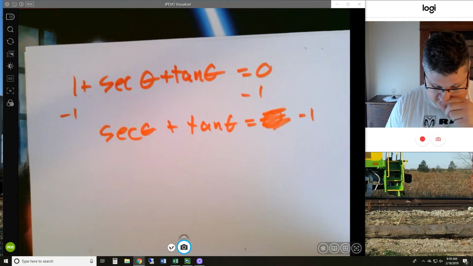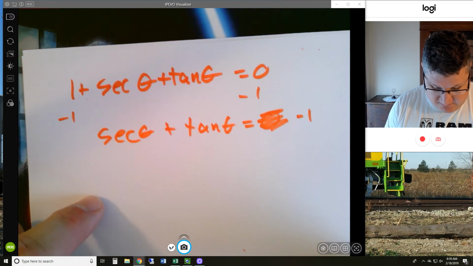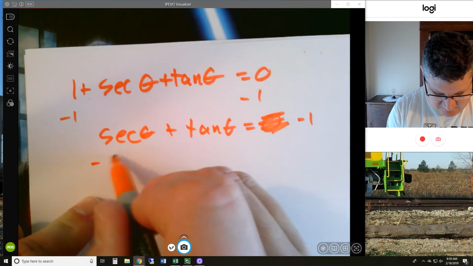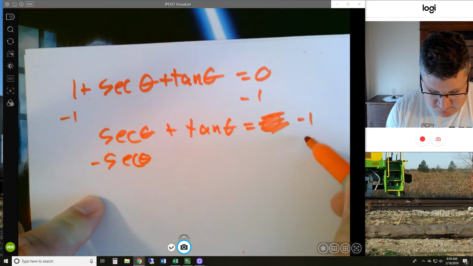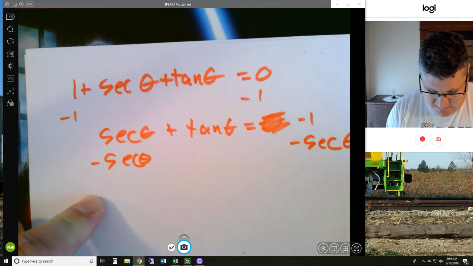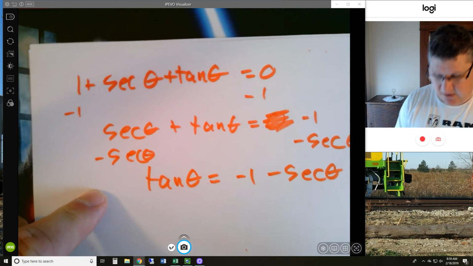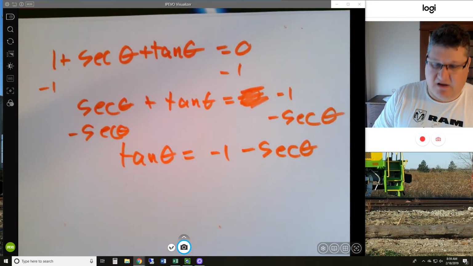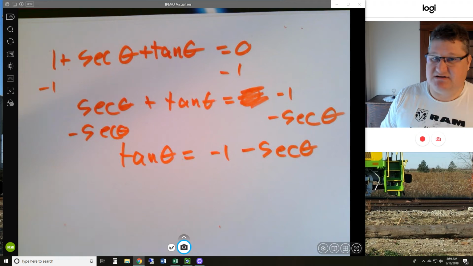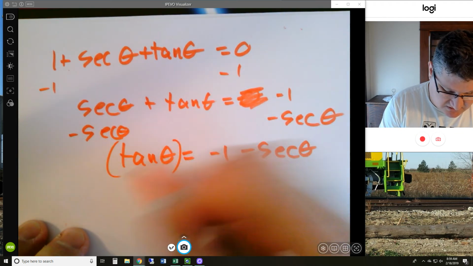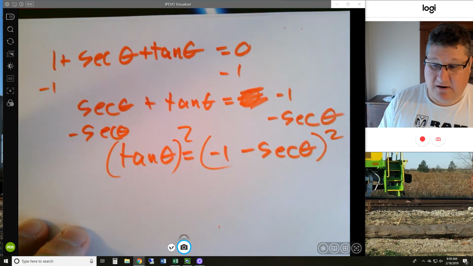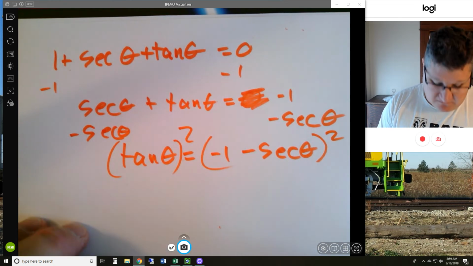Okay, and let's go ahead and subtract secant theta. Minus secant theta. And so I have tan theta equals -1 minus secant theta. All right. Now, I went back with this because I told you earlier that there is a way to connect tangent and secant, but you require a square. So guess what I'm going to do? I'm going to square it. All right. Don't like that, but that's the way it goes.